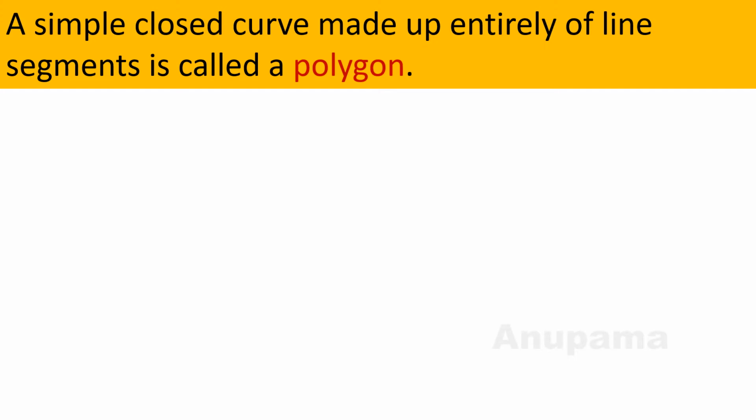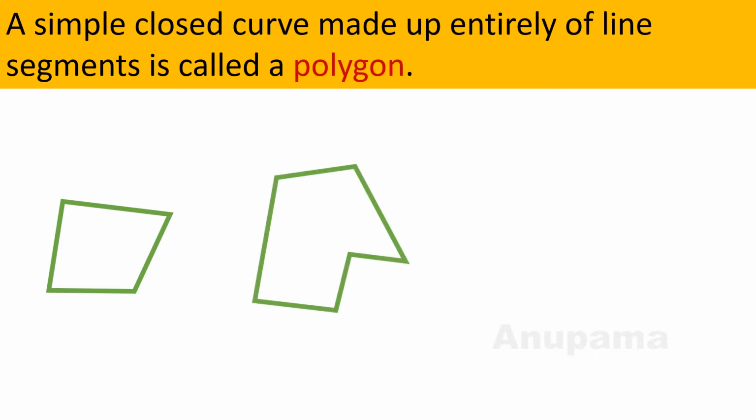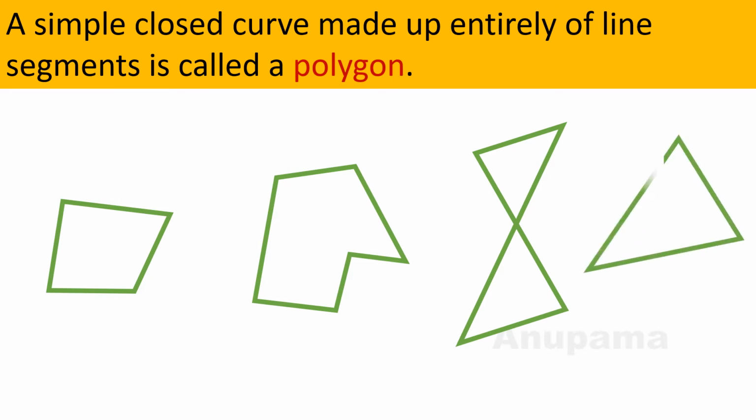Today's topic is triangle, but at first let us understand what is polygon. A simple closed curve made up entirely of line segments is called a polygon. Like this. It is a polygon which has 4 line segments. Then it is also a polygon and it is also a closed curve and made up entirely by line segments. This is also a kind of polygon. It is also a polygon and it is triangle too. And you know that the triangle is the smallest polygon ever.